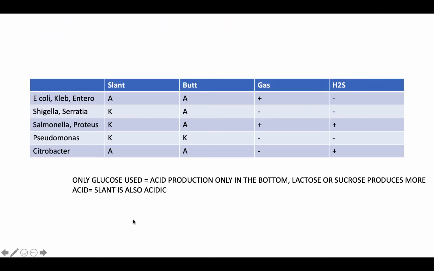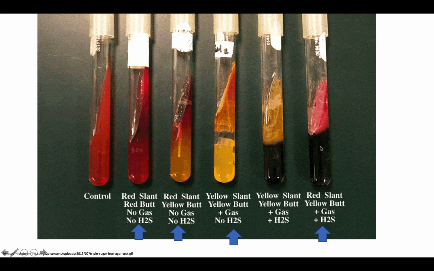So here, the interpretation: the AA acid, which we talked about here, is E. coli. That's probably E. coli, Klebsiella, Enterobacter, for example. The one that was KA, we talked about, this is Shigella. So yes, probably Shigella. Maybe Serratia as well, because this is a slow fermenter. We talked about the one that was with an acidic butt but has gas and H2S production.